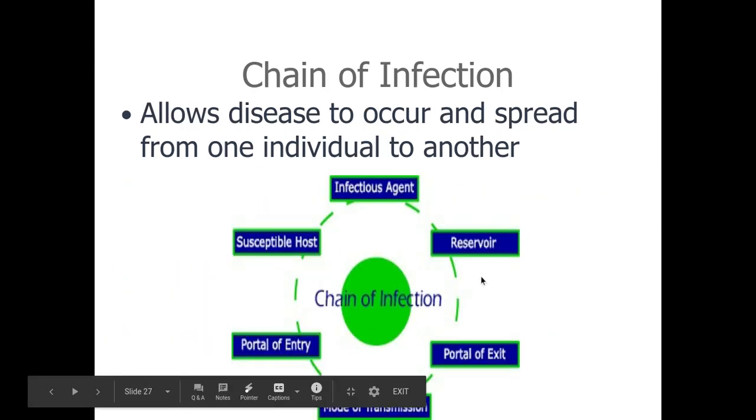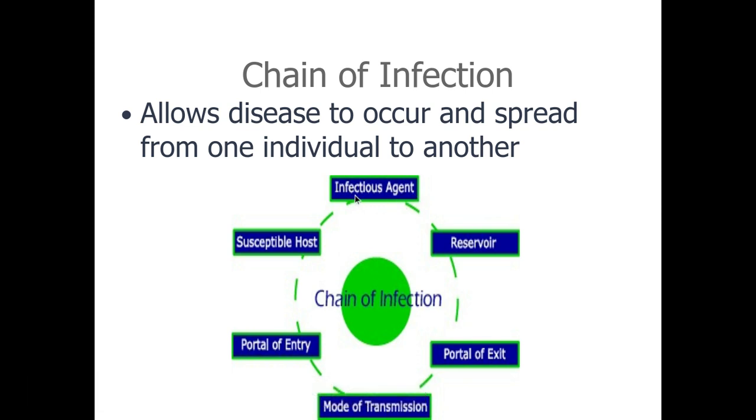I'll actually go back to this. So I'm just going to give quick examples of this. You have your infectious agent. This is what actually causes the illness. So it could be a virus, the name of a bacteria. Let's go through with COVID-19 because it's relevant. So COVID-19 is that infectious agent.